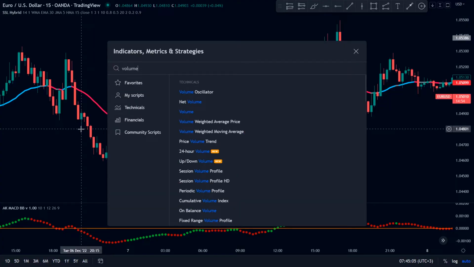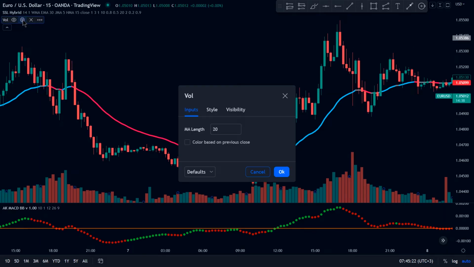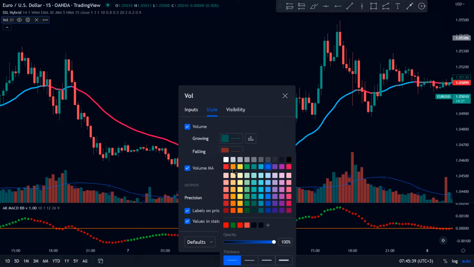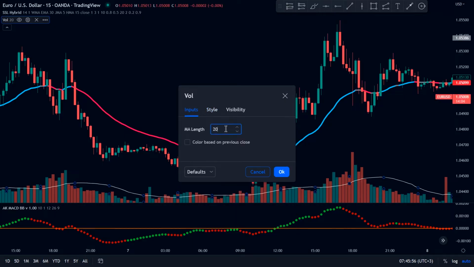Be sure to select this one by TradingView. Again, we're gonna access this indicator's settings by clicking right here. Head over to the Style tab and click on the Volume MA checkbox. Then click here and change the color to white just so it's easy to see when reading the charts. After that, click on the Inputs tab and change the MA length to 9, and then click OK.